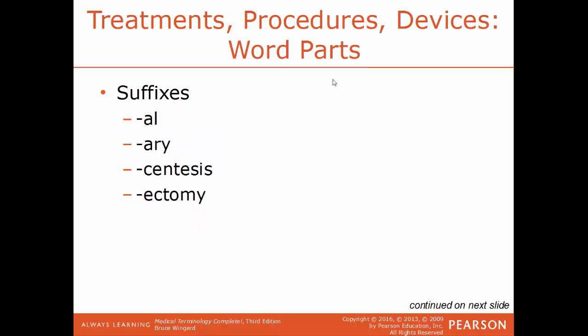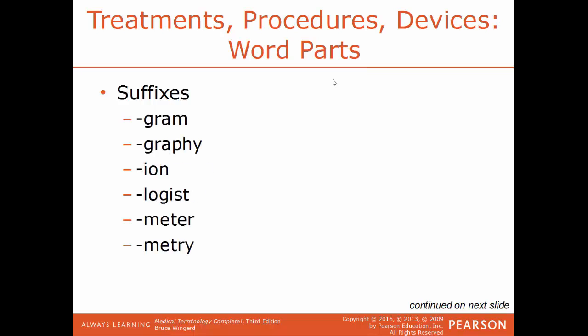Some common suffixes. The first two, al and ary, mean pertaining to. Centesis means a withdrawal of fluid. And ectomy is the surgical removal of. The next two will be very related and are often confused with one another. The first one, gram. This is a record or the results of a certain test. The suffix graphy is the process of recording. Ion is a process. The suffix logist is someone who studies or a specialist.